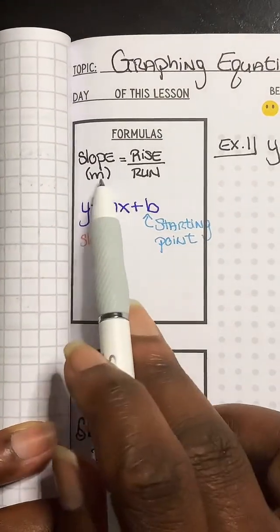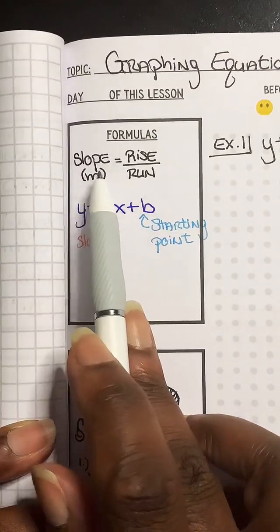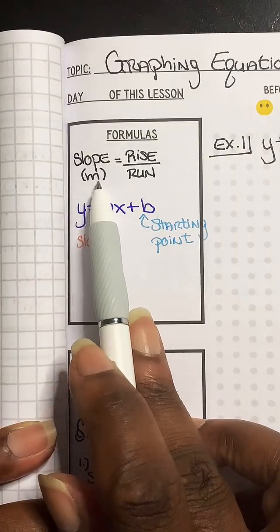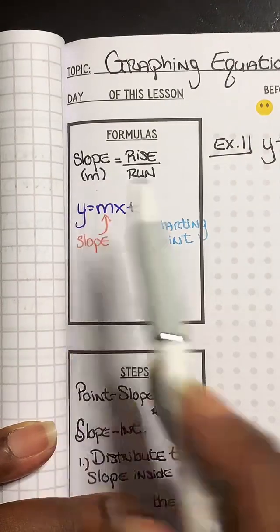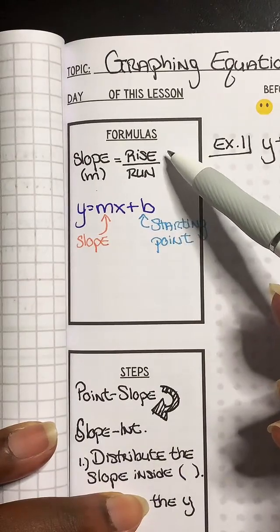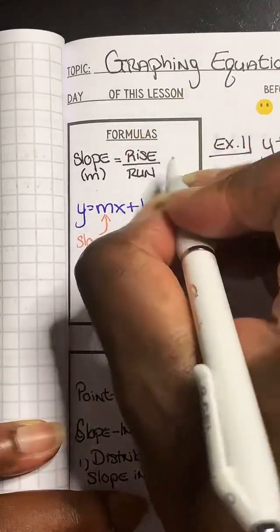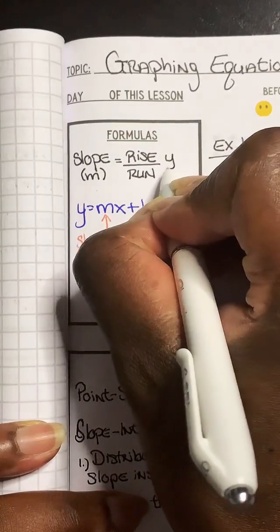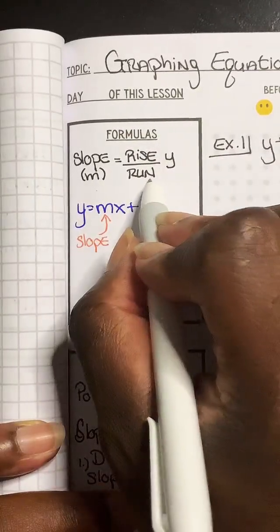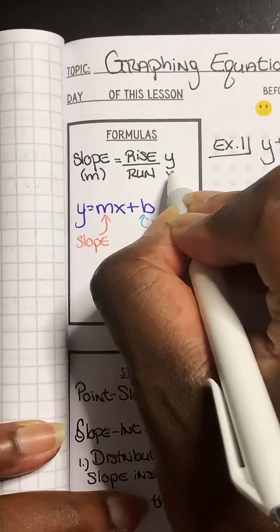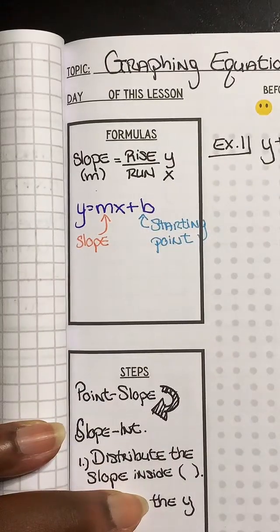Nice. So anyway, we have our slope. Remember, our slope is also called the rate of change. So it's usually the change of your y's over the change of your x's. Your rise deals with your y values, okay? And your run deals with your x values.